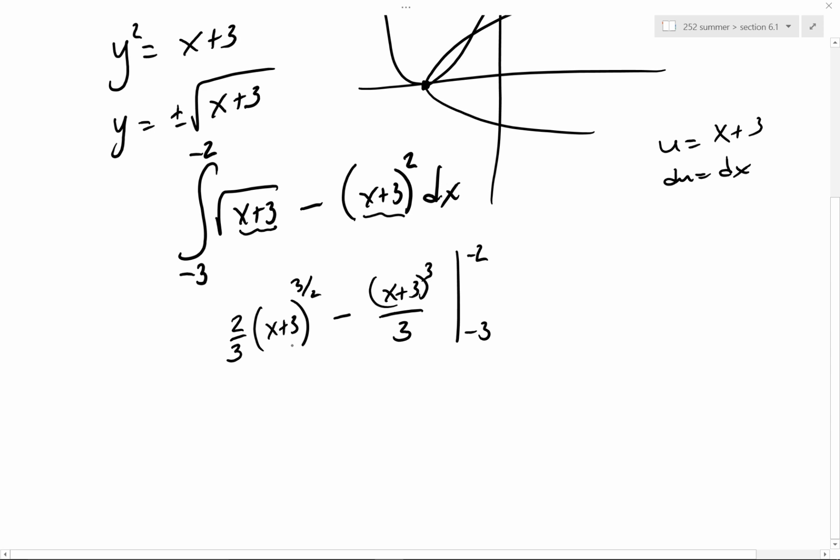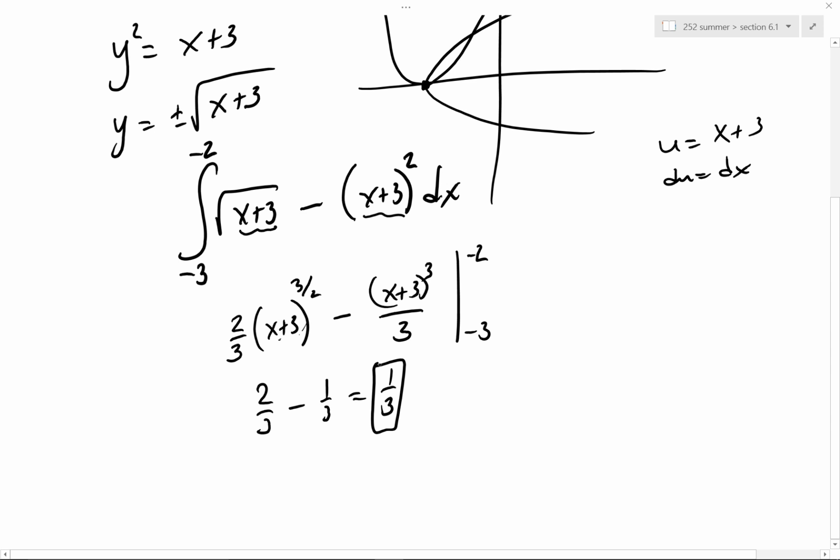I don't think this one's very hard to do because you put a -2 in there, you're going to get -1 cubed. Negative, sorry, I don't do math good. -2 plus 3 is 1. To the 3/2 is 1. 1 times 2/3 is 2/3. On the lower end, if you put -2 in there, you're going to get 1 cubed is 1, minus 1/3 is 1/3. Put -3s in there, you're going to get zeros, you're going to get 1/3 again. And isn't that pretty? Okay?